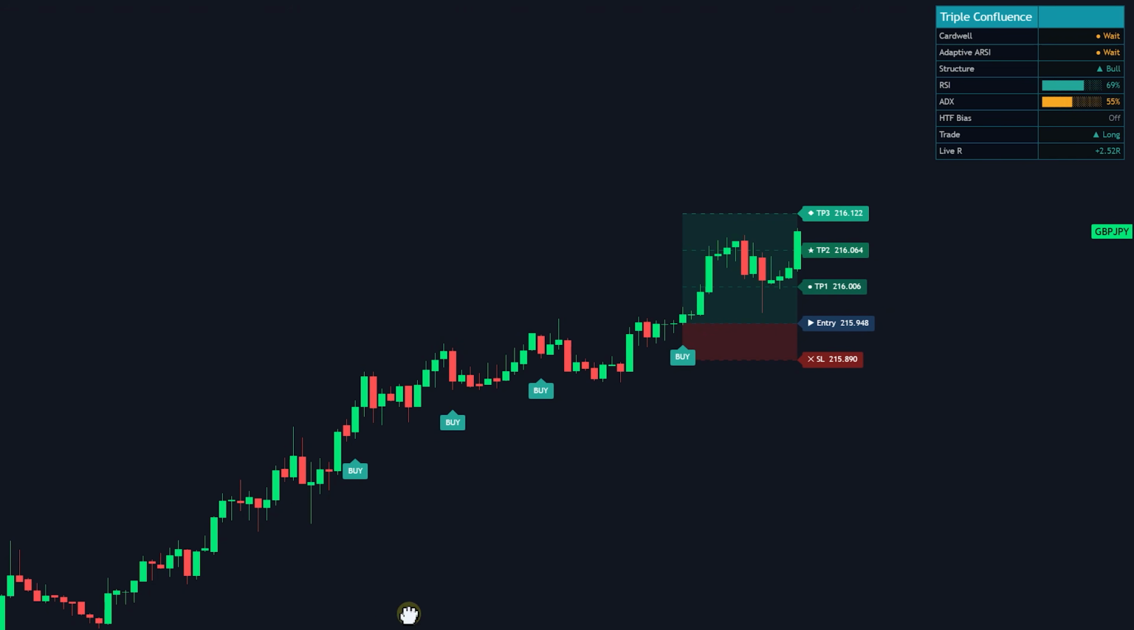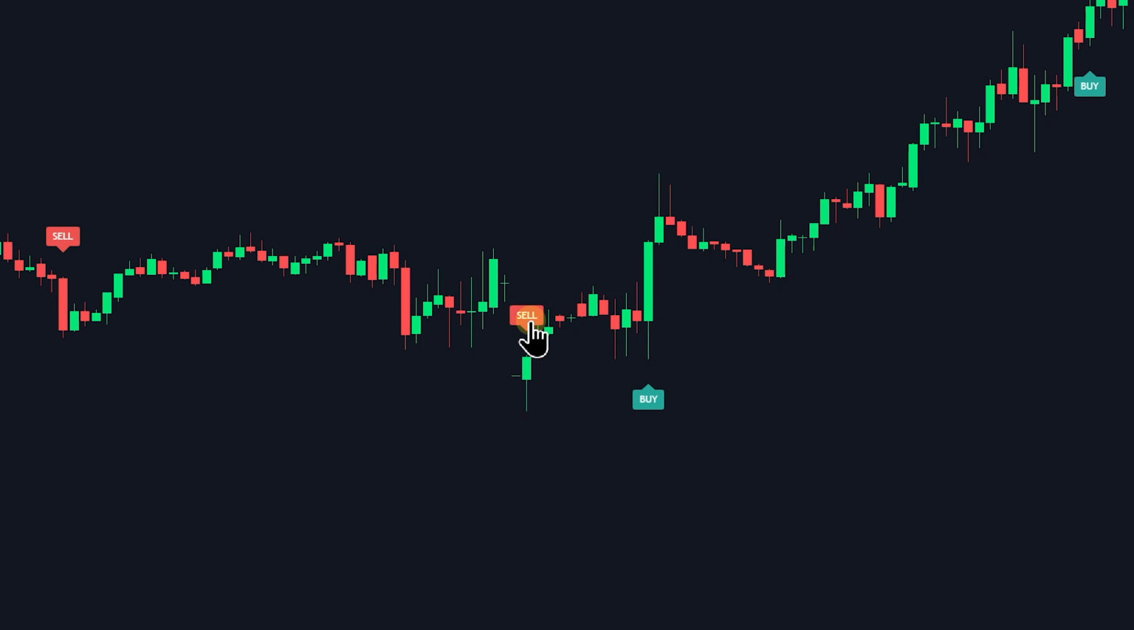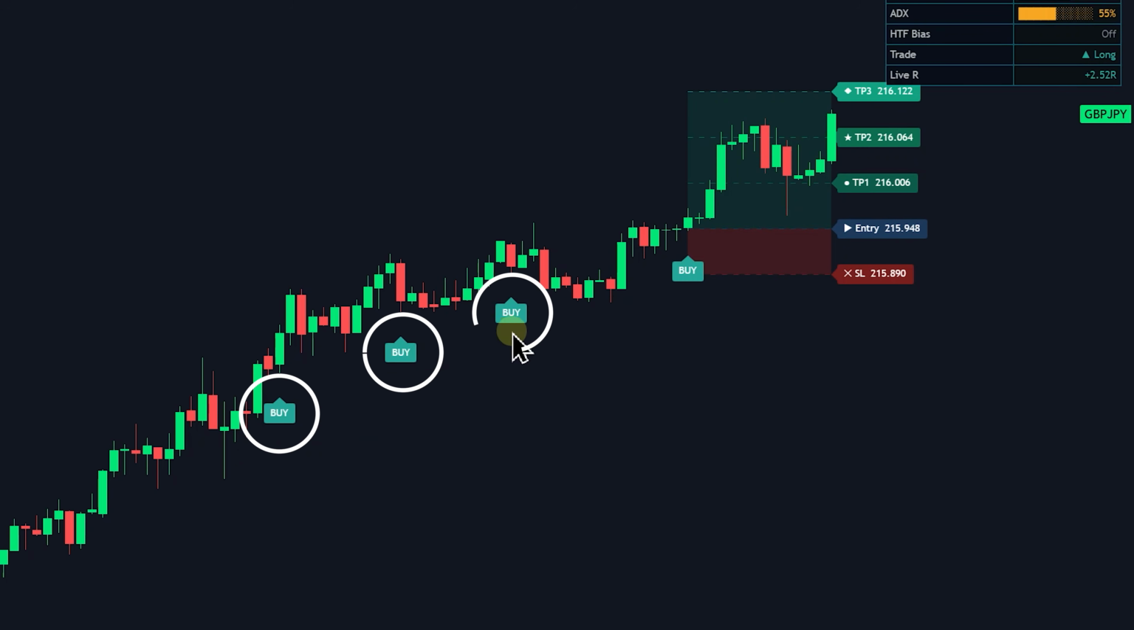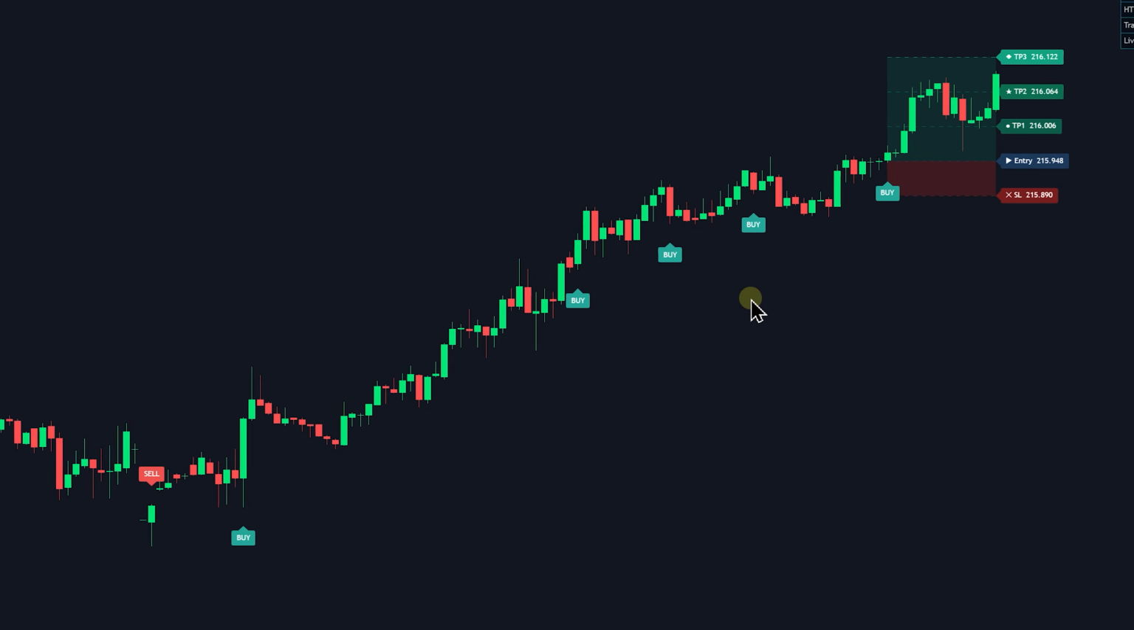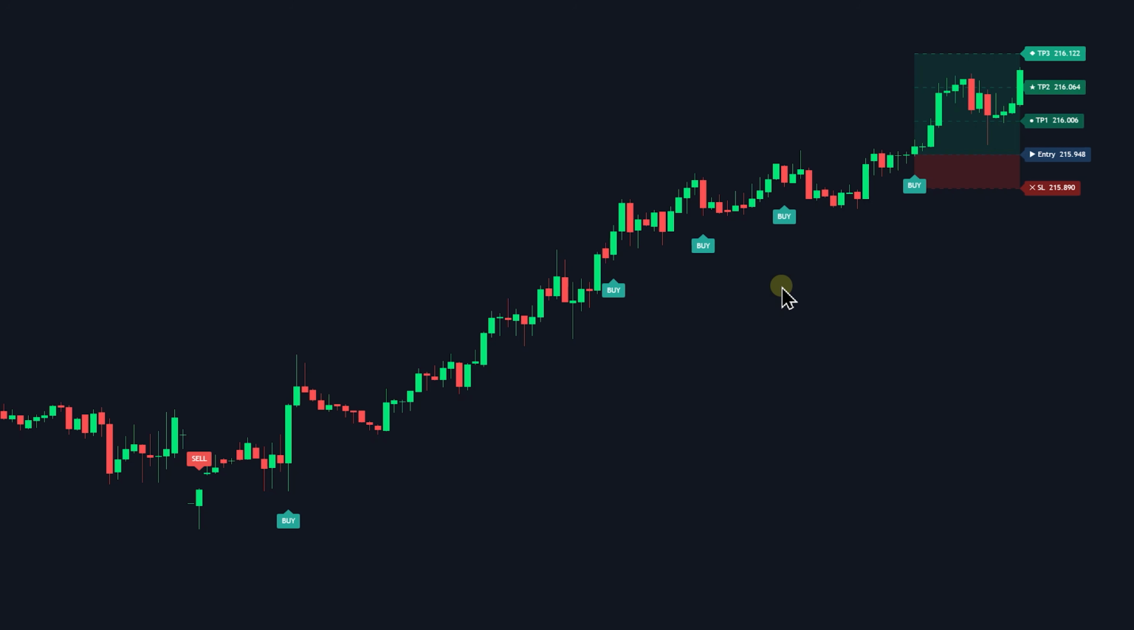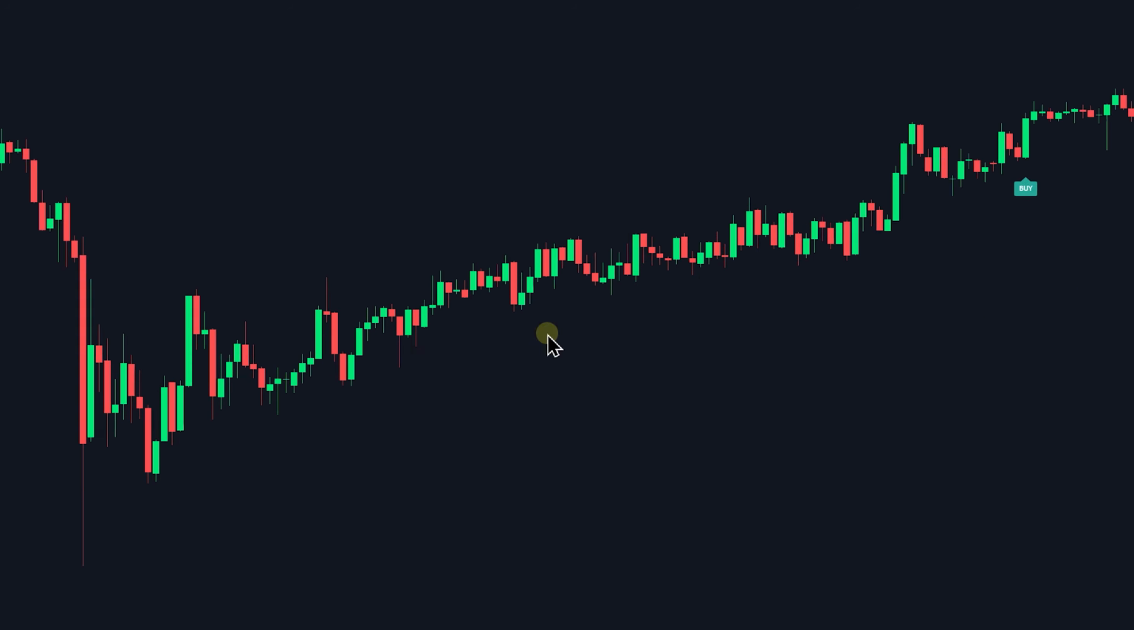The first thing you'll notice are the buy and sell labels that appear directly on the chart. These labels don't just appear every single time one indicator changes direction. Instead, they only appear after all three confirmation systems agree with one another. That's why you'll generally notice fewer signals compared to many traditional indicators.